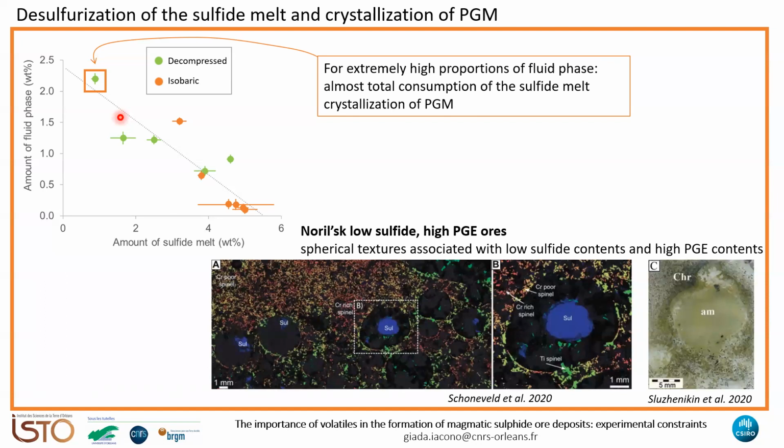So we also propose that the mechanism could explain the formation of Norilsk low-sulfide PGE ores, which also have these spherical textures that this time are associated with much lower sulfide contents, as you can see here, but much higher PGE contents. And so I'm very happy that Ivan and his co-authors also adopted this model to explain the formation of these low-sulfide PGE ores in Norilsk.